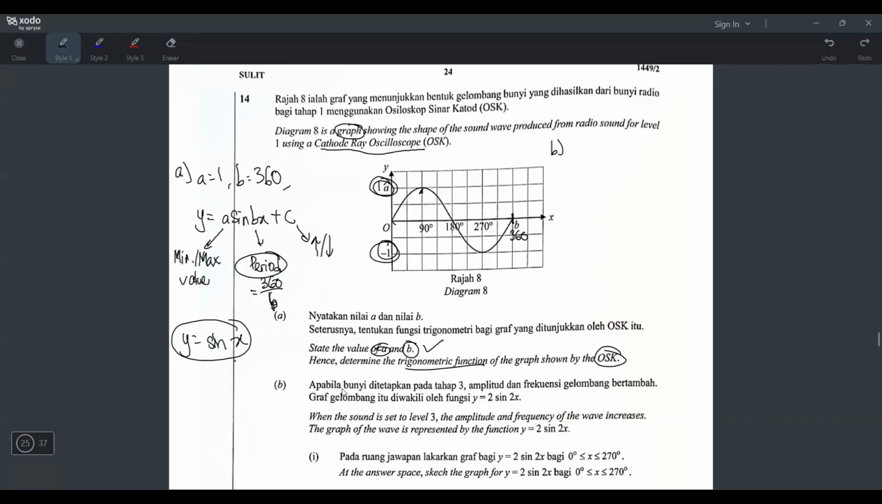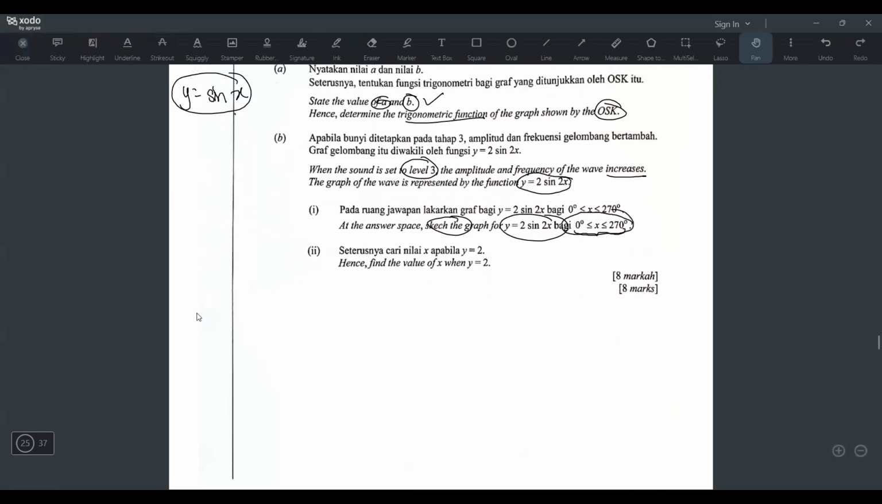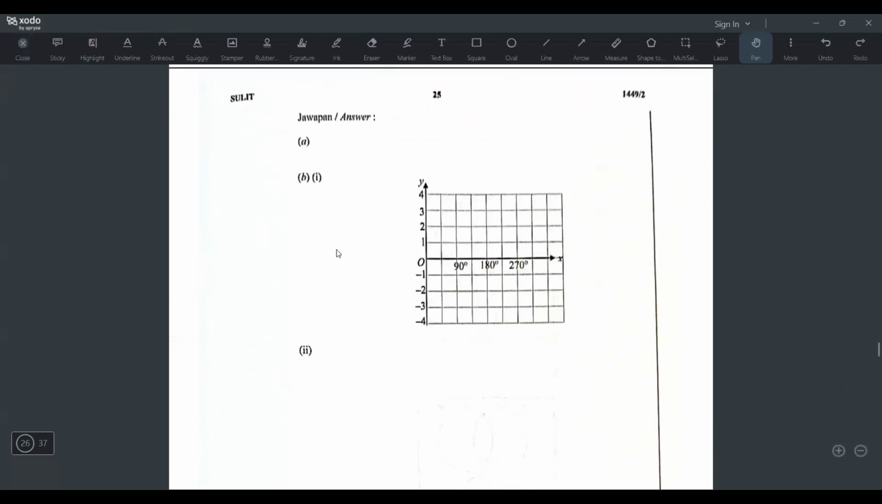So for B, what does it say here? When the sound is set to level 3, the amplitude and frequency of the wave increase. Amplitude is the distance from here to here. So the amplitude increases and then the frequency also increases. The graph of the wave is represented by 2 sine 2x. And then they want us to sketch, at the answer space, the graph for 2 sine 2x. But look at this, they only want you to sketch from 0 until 270. Okay, no problem. They give us an answer space, so let's go to the answer space.